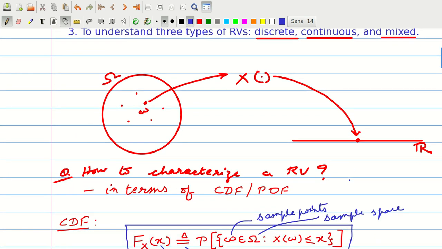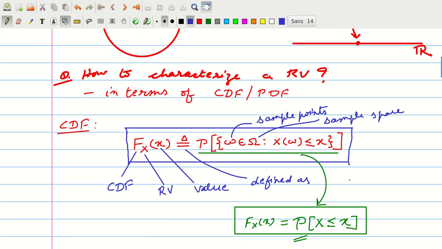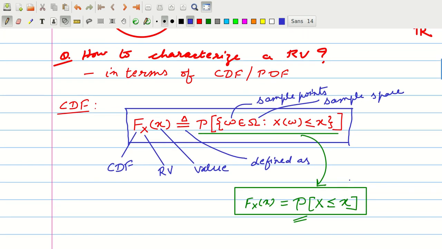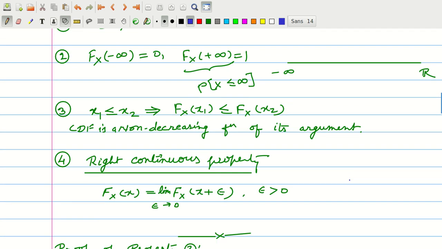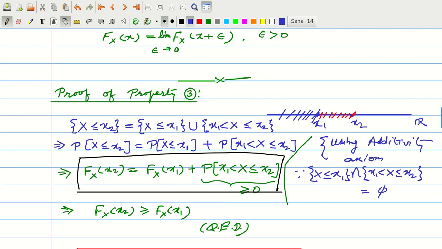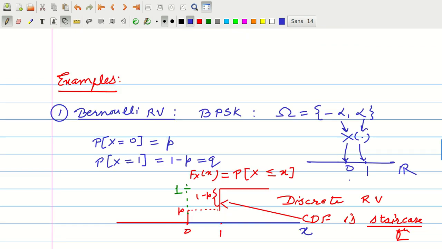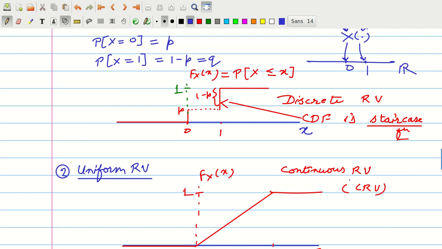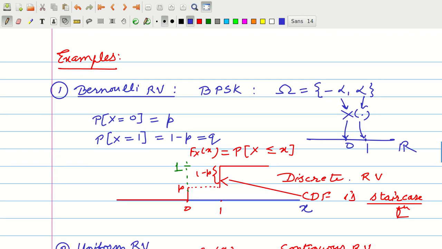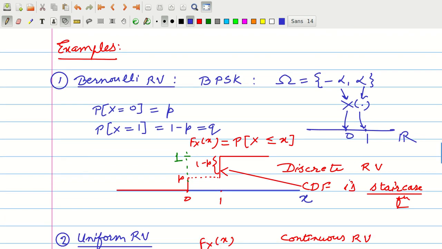So in this module we learn how to characterize a random variable. One way to characterize a random variable is to define its CDF. We looked at the properties of CDF. We also proved one of the properties of CDF, and we looked at different types of random variables as they are specified in terms of their CDFs. So that's all for this module.